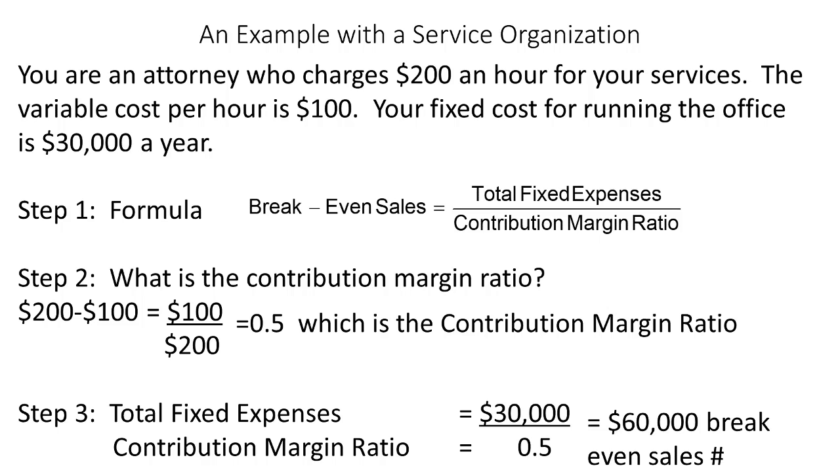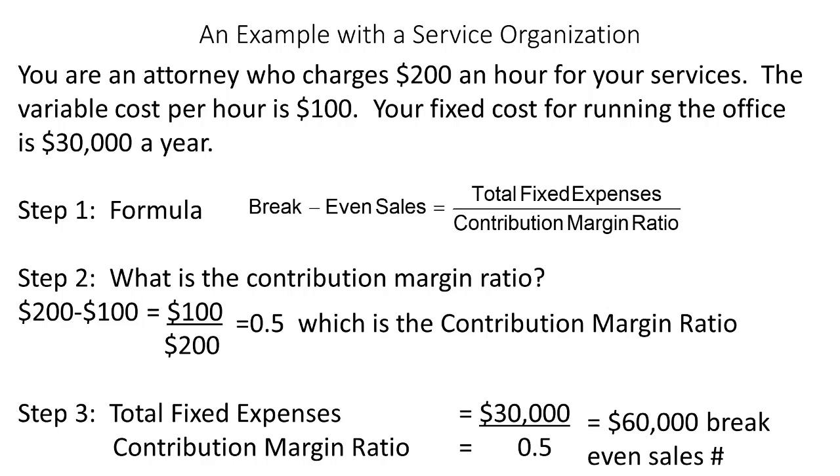So we look at our formula. Break-even sales equals the total fixed expenses divided by the contribution margin ratio. So we need to figure out what the contribution margin ratio is. We're billing $200 an hour. Variable cost per hour is $100. 200 minus 100 is $100, divided by the amount we're billing per hour of $200. 100 divided by 200 is 0.5. That's the contribution margin ratio.